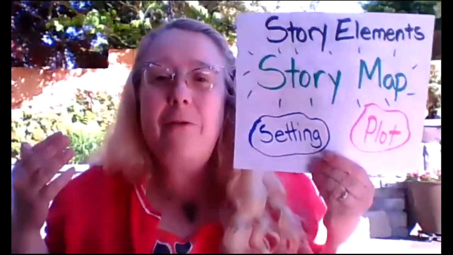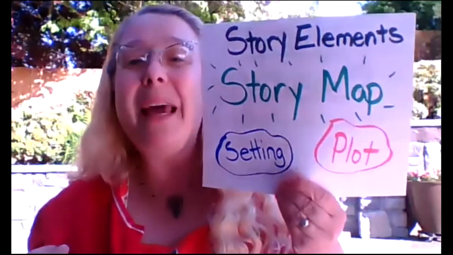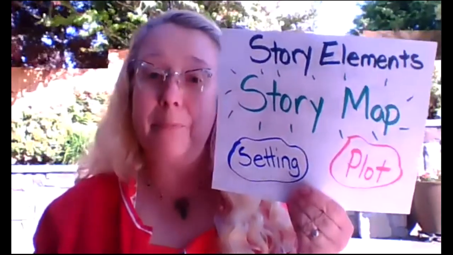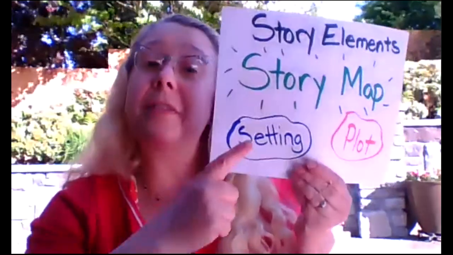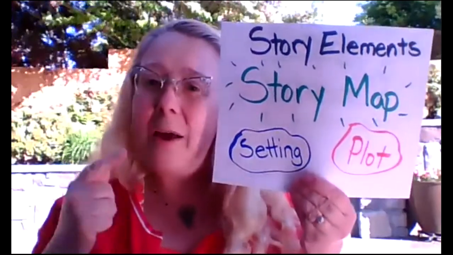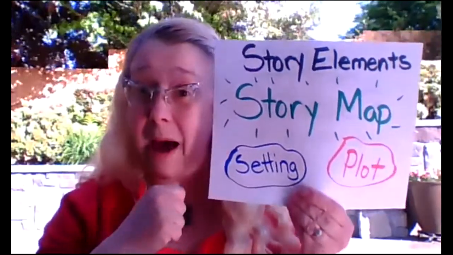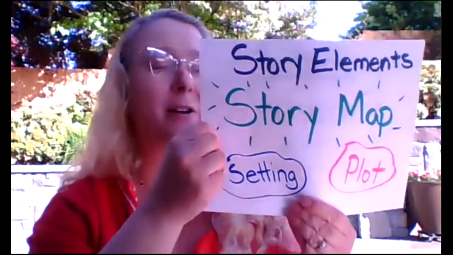One of my favorite ways to show what we know about story elements is to make a story map. Our story map today is going to help us with the setting and the plot of the story. We're going to be making a story map for the story Little Red Butterfly and the Big Bad Spider.